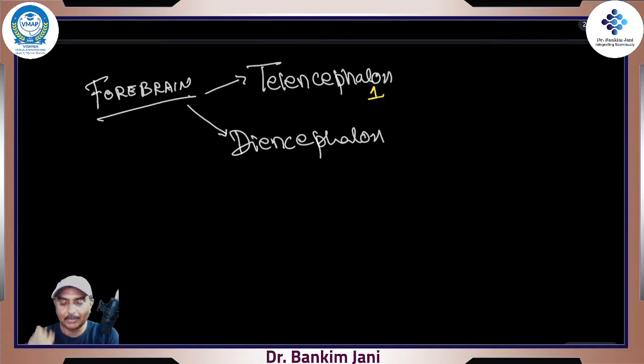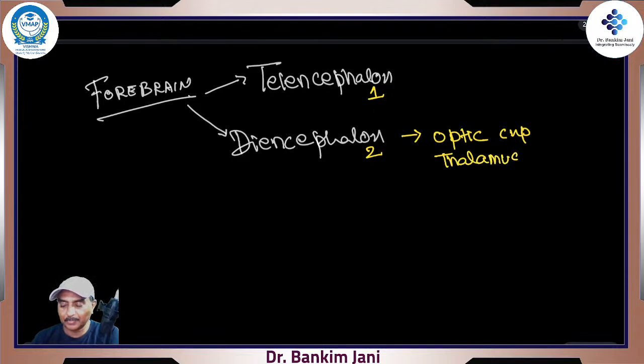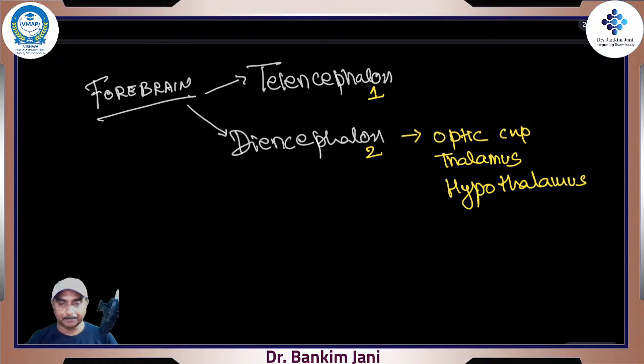Telencephalon 1, diencephalon 2. These are the cranial nerves, right? So this is olfactory from telencephalon, and diencephalon is from the optic. So if we say this is optic, diencephalon, right? We'll talk about telencephalon. So optic, this would be all the optic cup, right? Then thalamus, hypothalamus, right? They will be part of it.